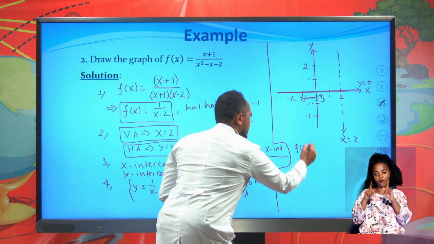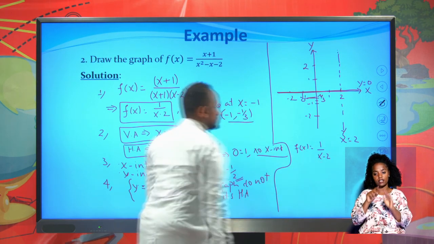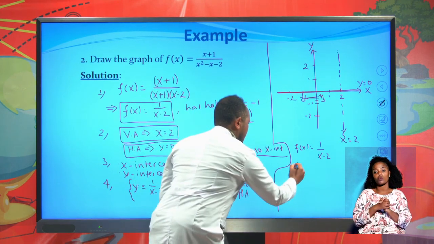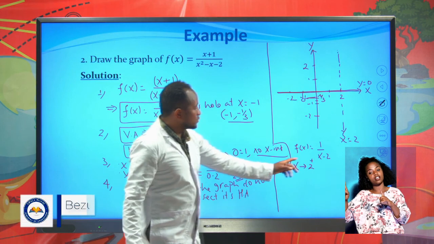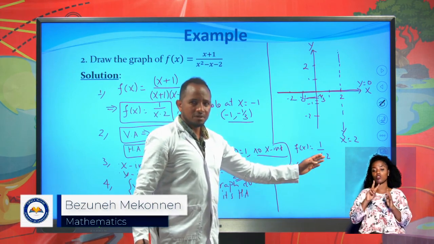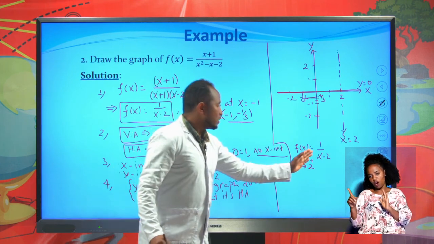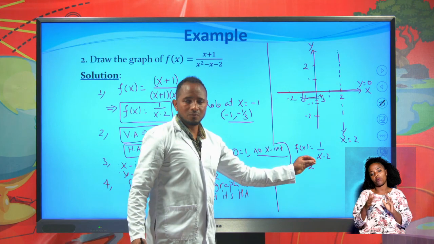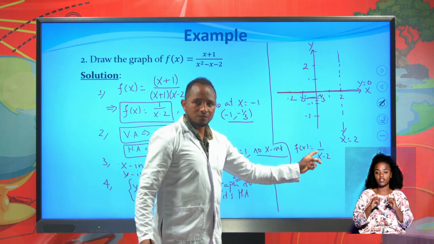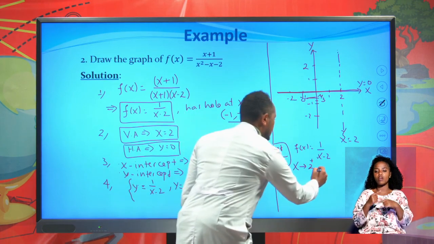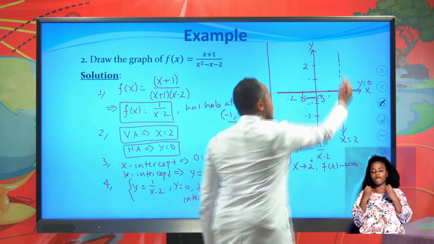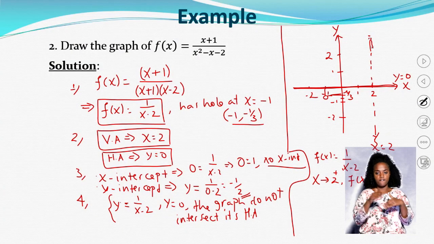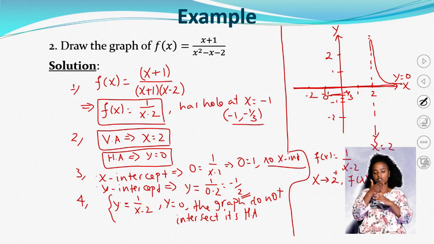Our function is f of x equals 1 over x minus 2. When x approaches 2 from the right, this means it is 2 point something, almost 2.0001. So 2.001 minus 2 is a very small positive number. 1 divided by a very small positive number gives you positive infinity. Therefore, f of x goes to infinity. So from the right of 2, the curve goes up, and it approaches the horizontal asymptote since it doesn't cross.